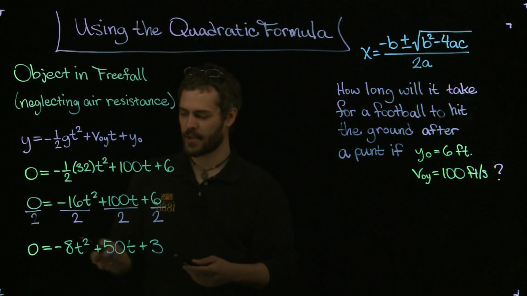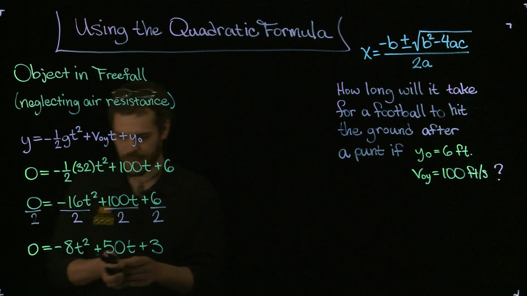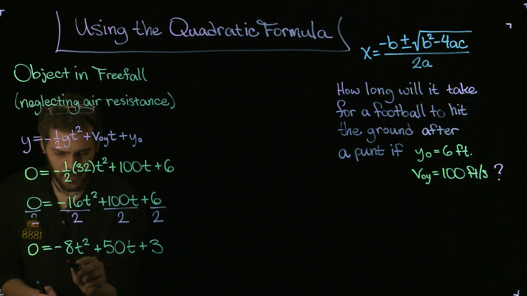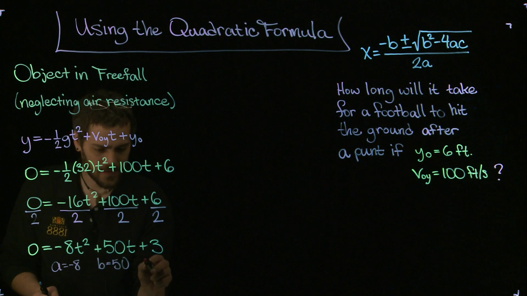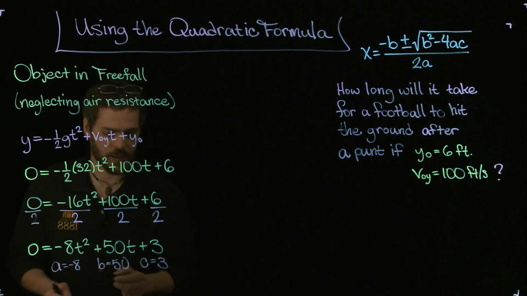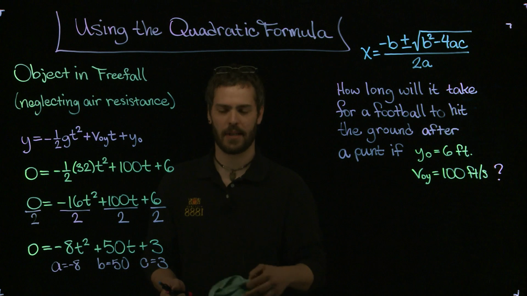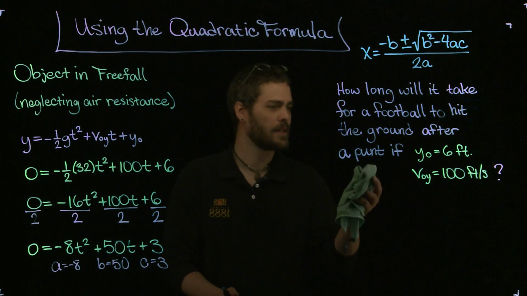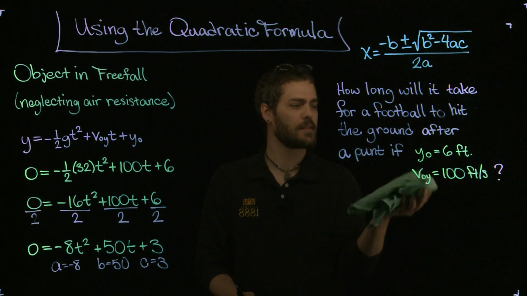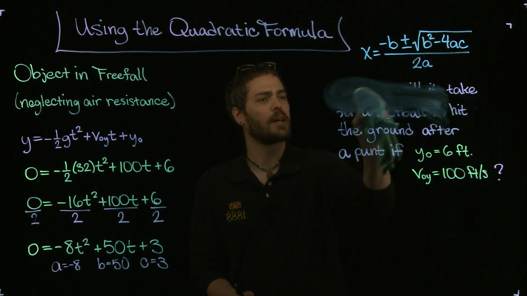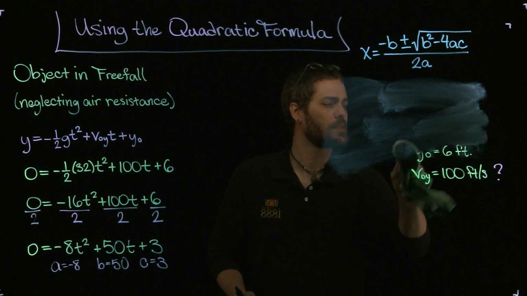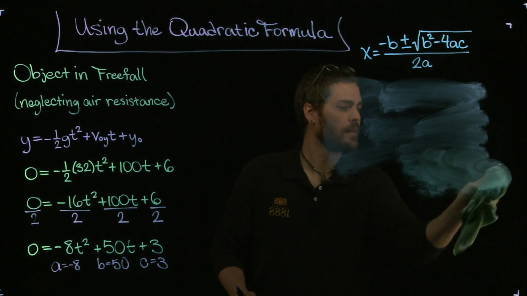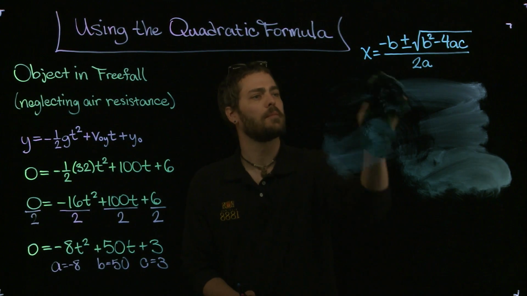And instead of x, we're working with t, but that's OK. We can still match it up to the standard form quadratic equation. We can say that a is equal to this guy here, -8. B is equal to 50. And C is equal to 3. And plug it into the quadratic formula. Now I'm going to need a little bit more space here, so I'm going to erase this. And you can go back if you want to remember the question and the initial information, which is very important. And let's see what we come up with here in the end.